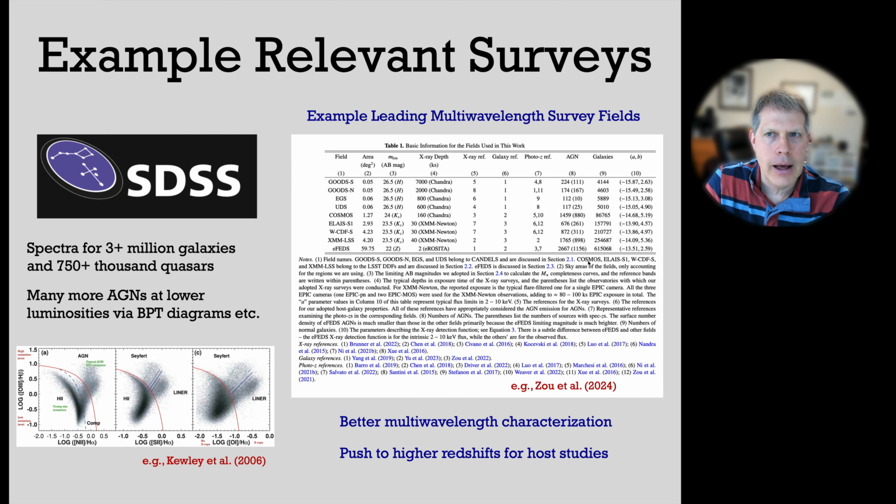Okay, so to start with, I just want to say a few words about the relevant surveys. There are many surveys that can be used productively for this kind of an approach. The Sloan Digital Sky Survey, for example, has been very effective at studying black hole feeding using generally spectroscopy. Sloan has now obtained spectra for something like 3+ million galaxies, something like 750+ thousand quasars, and there are many more AGNs that can be ferreted out at lower luminosities utilizing BPT diagrams and so on, as I discussed in the lecture on the narrow line region.